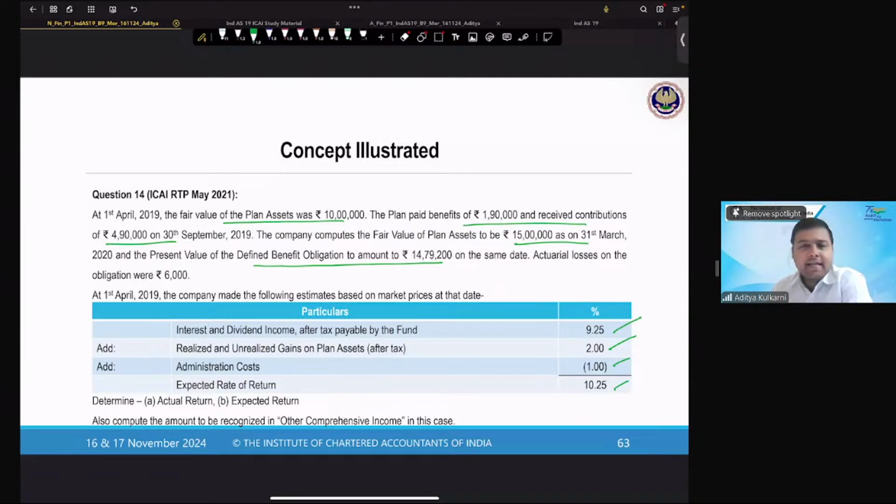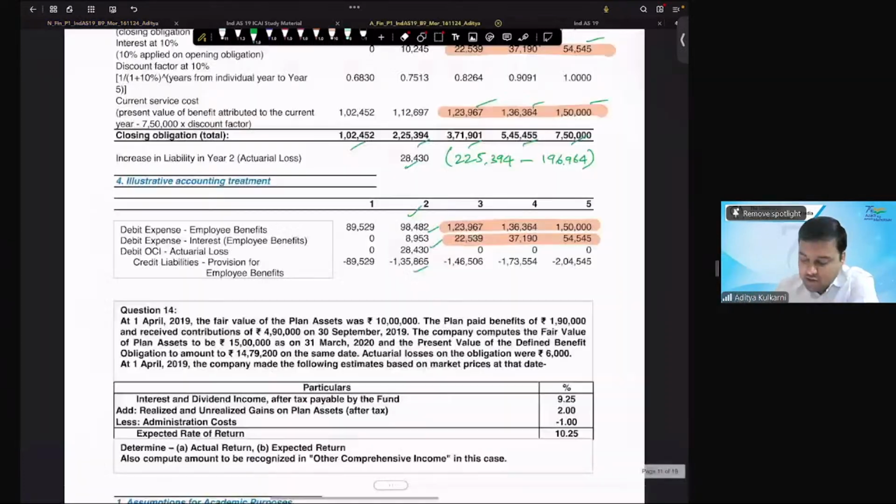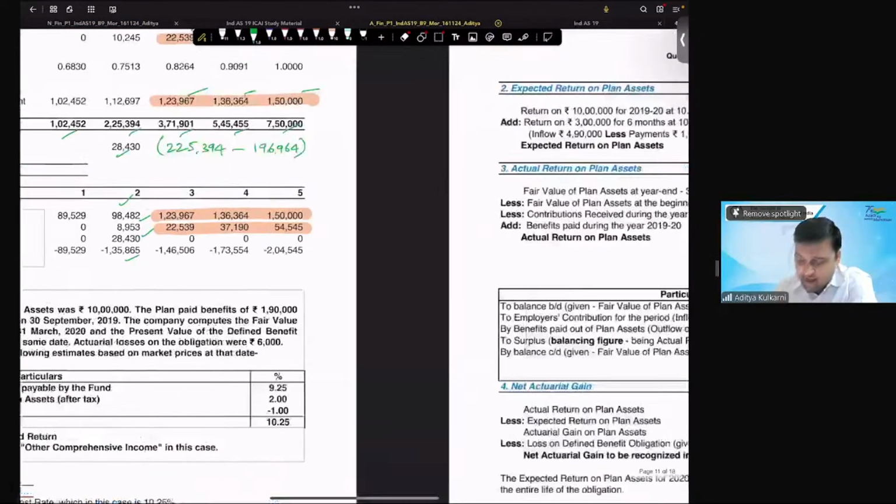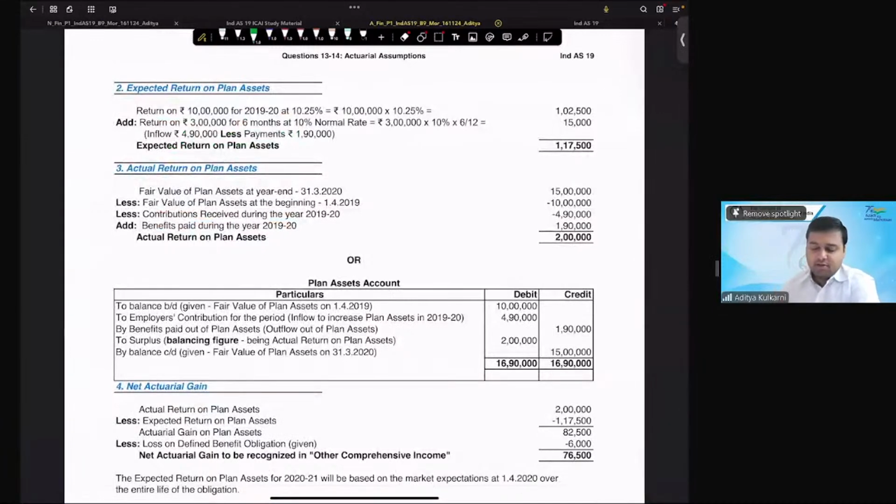Now, largely, in almost all the questions, even in examinations, they give you the discount rate. You are not required to do this calculation. But in this question, as an exception, it has come. So that is why I have put this question here. So now let us look at how the institute calculates.